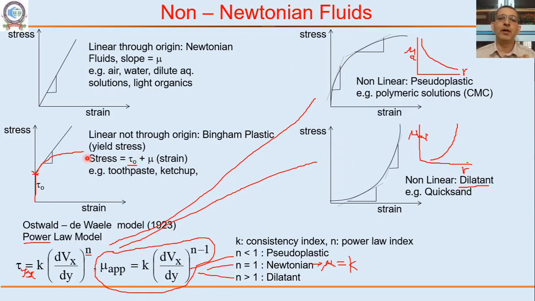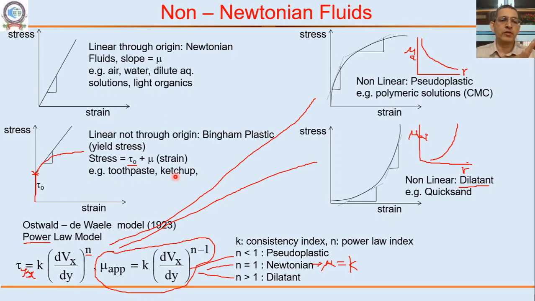So many polymeric solutions will behave in a non-Newtonian manner, and many slurries. Slurries means solid particles in a liquid medium. If the concentration of the solids is very high, like toothpaste or ketchup, it behaves like a semi-solid. There's only very little liquid, there are lots of solids.